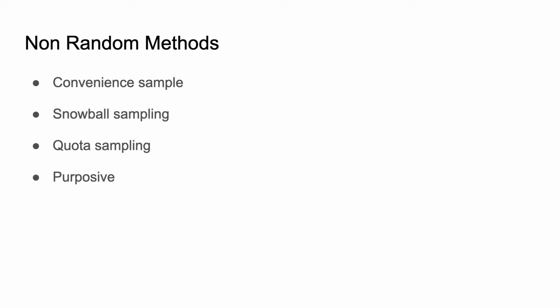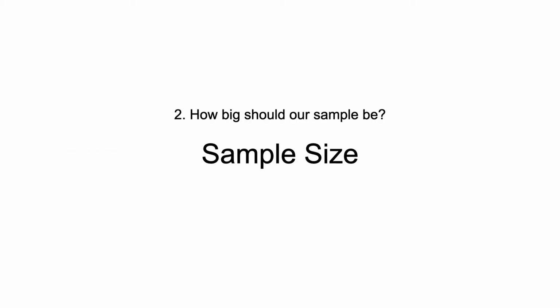Definitely. So whatever you do, try to use the random methods first, and if you can't do those, then try to do the non-random methods in the most correct way possible. All right, so next we'll be doing the sample size. After we know how we are going to select our sample, we have to decide how large it needs to be.